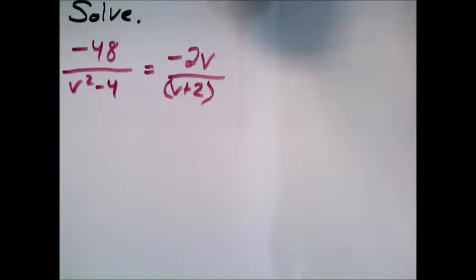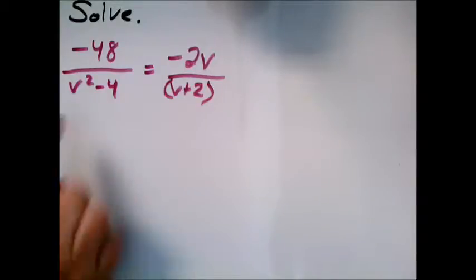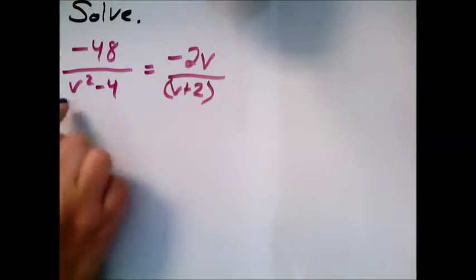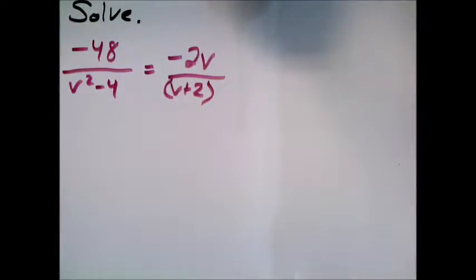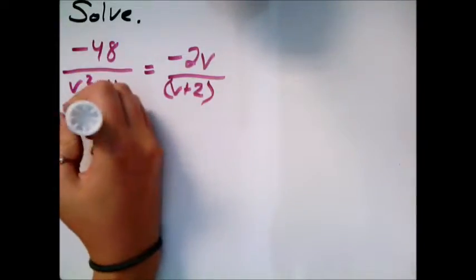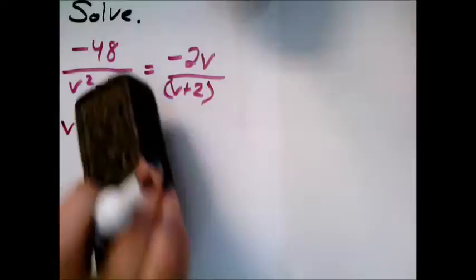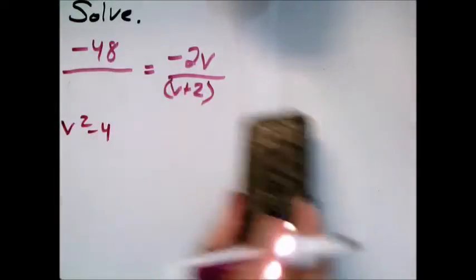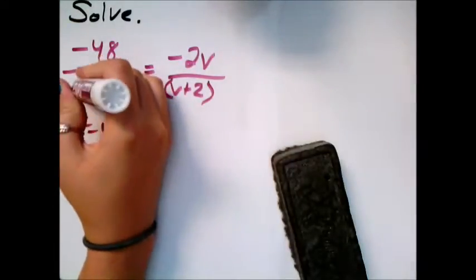Here I have a rational equation I want to solve. First, I want to get rid of all the denominators. It's easier to see what our LCD is, our denominator, if we have everything factored. So see how v squared minus 4, I notice, is a difference of squares. So that can factor to v plus 2, v minus 2.